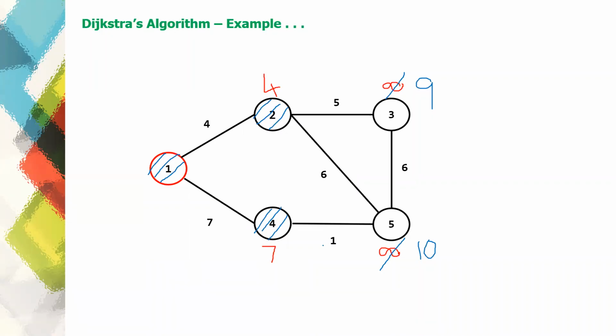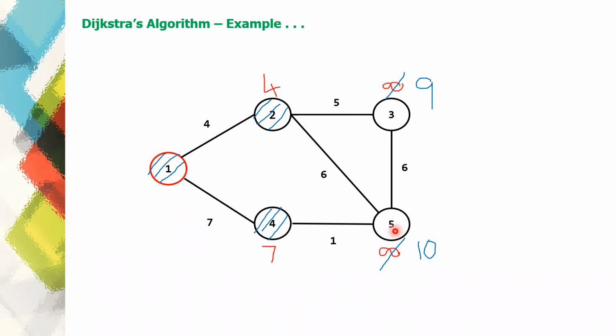Now, once a node with the shortest distance is selected, apply relaxation technique. For applying the relaxation technique, check what are all the vertices that are connected to 4. So node 4 is connected to node 1, but this is already visited, so I will not apply relaxation technique. Node 4 is also connected to node 5. I'll have to apply relaxation on node 5.